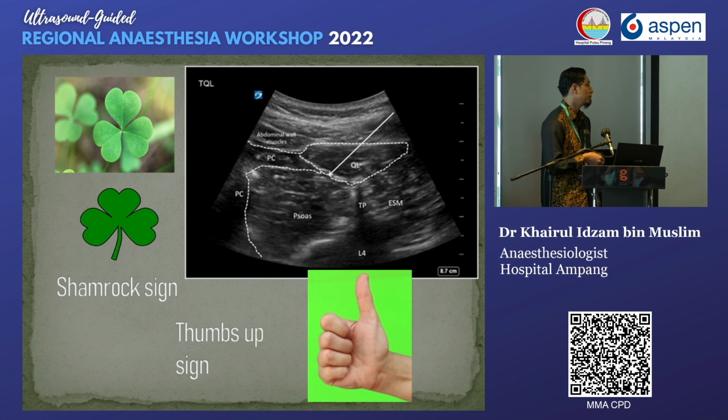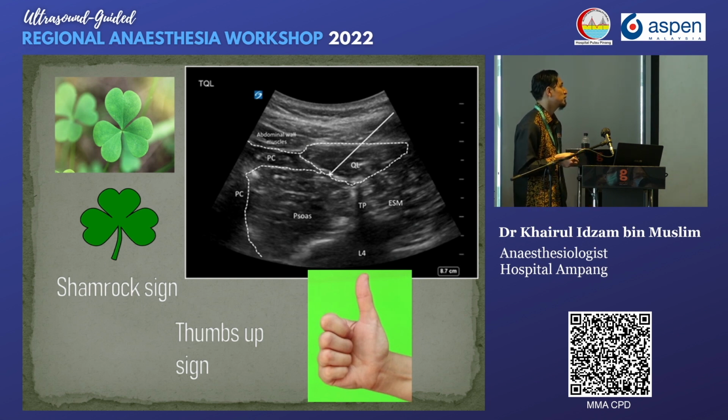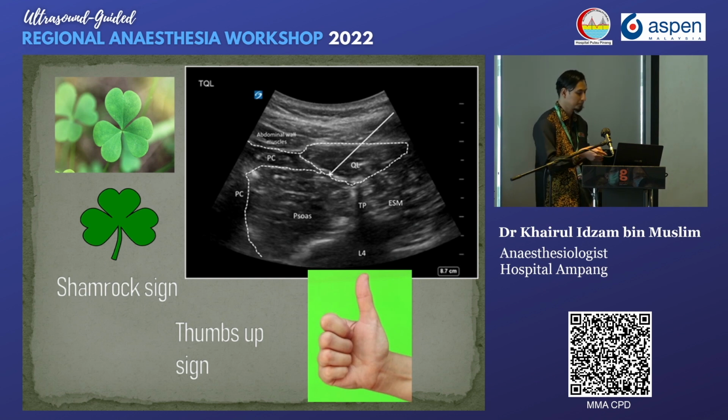So we describe this as a shamrock or thumbs up sign. The thumb corresponds to the transverse process. All the other fingers correspond to the psoas major muscle, and this space corresponds to the QL muscle. So for QL3, we target between the QL and psoas major. Some describe it as a shamrock sign. The transverse process is the stem of this shamrock, and these three leaves correspond to the QL, psoas, and ESM.